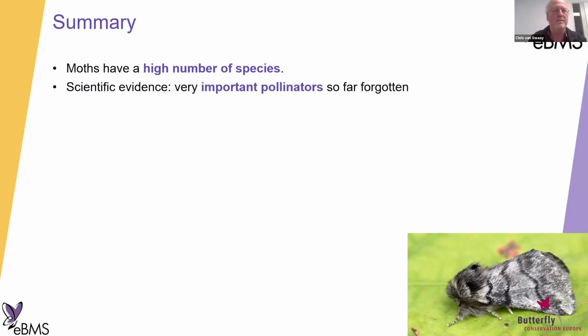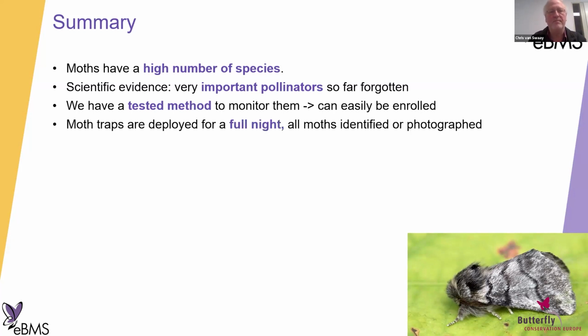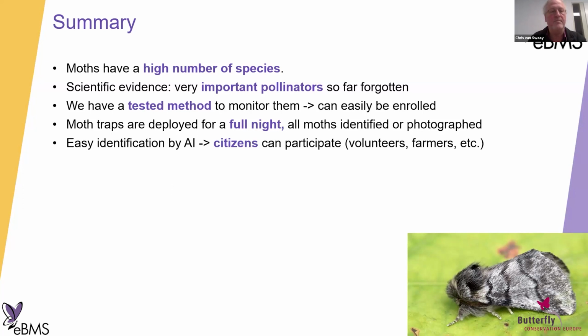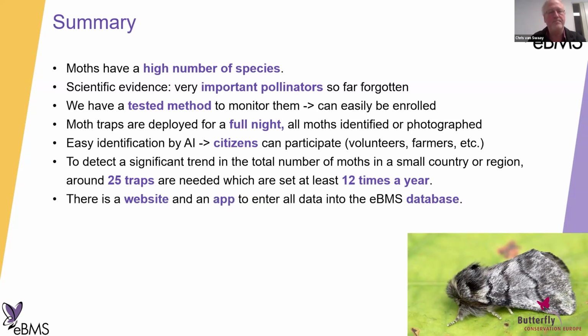And there is now more growing scientific evidence that these are important pollinators. We have tested the method in spring, and I think that the final conclusion is that it works and we can easily roll it out over the rest of Europe. It's very simple. Principally, you use moth traps, you use them the whole night. You can either identify them immediately if you know all the species or you photograph them. In that last case, you can identify them by AI, but the photos are also saved, so they can be checked in future. To detect a significant trend, we need something like 25 traps deployed 12 times a year.